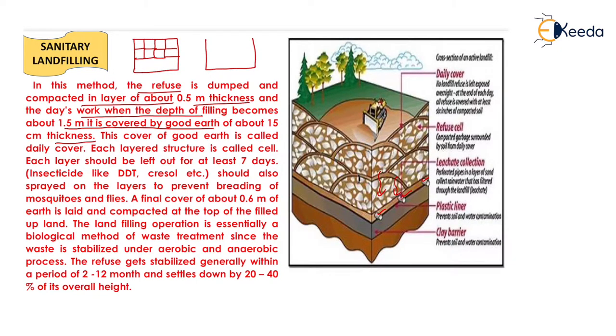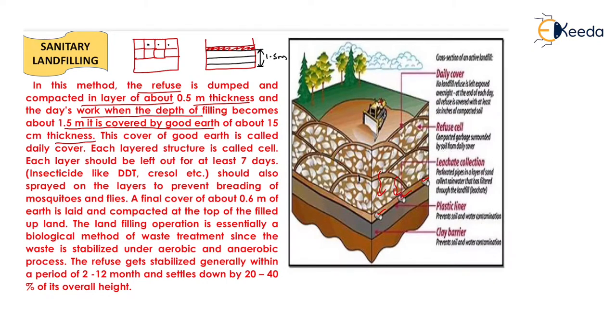Now what will happen? Firstly, we will fill a 0.5 meter thick refuse layer in this and compact it. After which we again add 0.5 meter of refuse and again compact it, and we will continue this till the height of 1.5 meter is reached at the end of the day's work. Now when the height of 1.5 meter is reached, we will cover this refuse by a 15 centimeter thick layer of soil. Now we will leave that cell for 7 days for its decomposition process. Now in the next day we will fill the next cell.